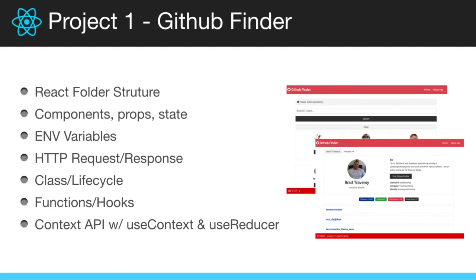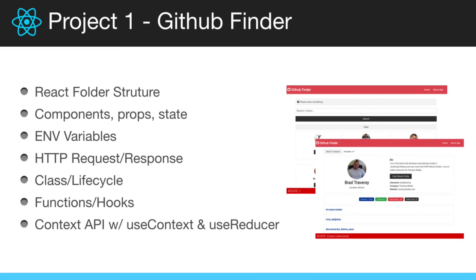So first is a GitHub Finder app where we interact with the GitHub API to search users and display profile data. This is our learning app, meaning it's more about learning the fundamentals of React over the actual application. We're going to build it in increments, first looking at the basics like the React folder structure, components, props, state, all that stuff, working with HTTP. We're going to first build it with class-based components and stateless functional components, and then we're going to refactor it to all functional components using hooks.